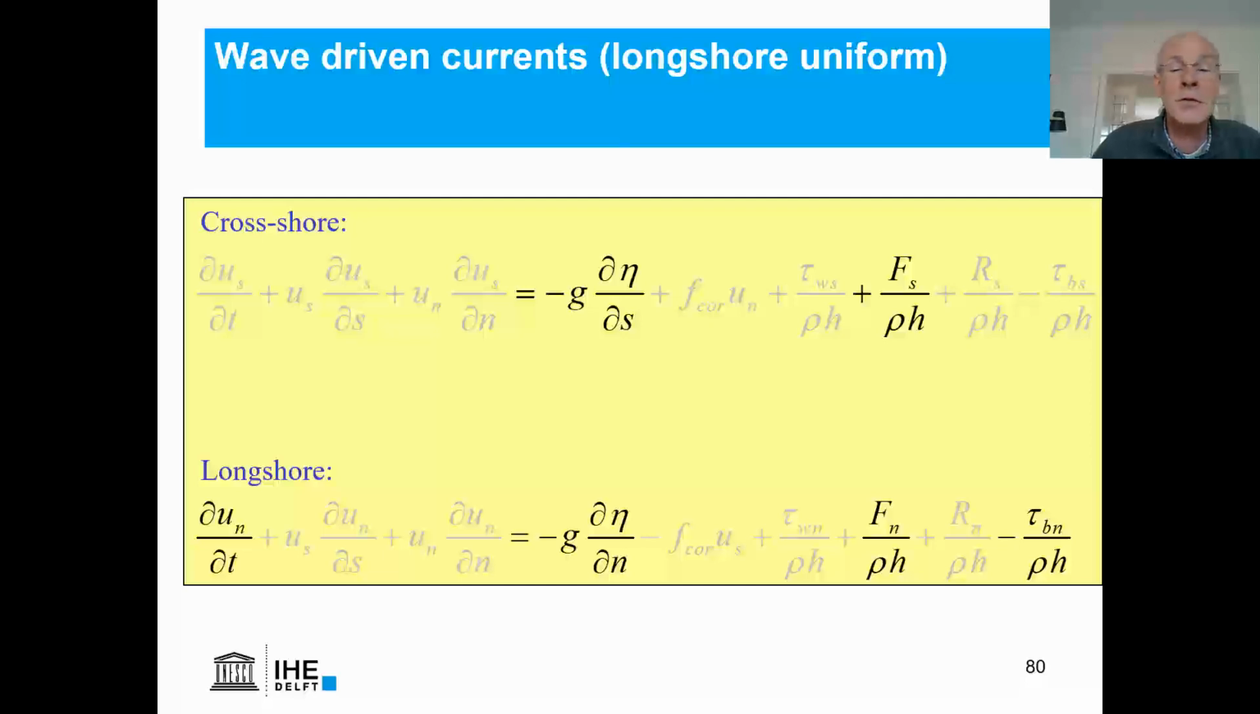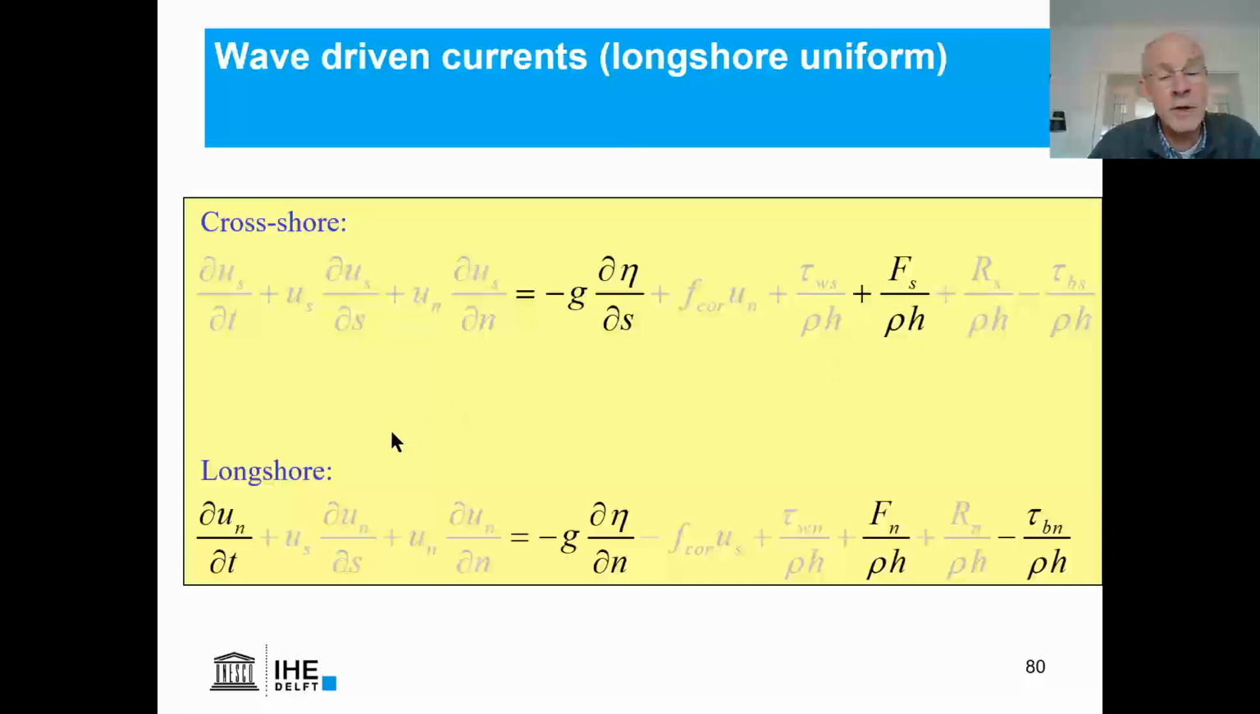In that case, in the cross-shore direction, we have a balance between, well, there are these other terms that in the longshore uniform sense are not so important. But here we have, for instance, the cross-shore water level gradient, eta the water level, and s the cross-shore coordinate, and this balances with the cross-shore wave forcing, which would be one of the outputs from a model like SWAN.